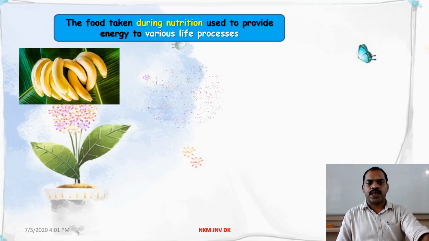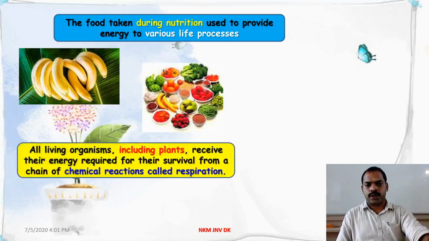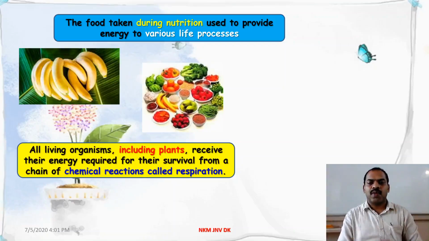So whatever the food is, whether it is simple food or complex food, how does it provide us the energy? That process is called respiration. That is what we are going to discuss. The process of respiration is one of the very important vital life processes. The basic respiratory process is the same in plants as well as animals.